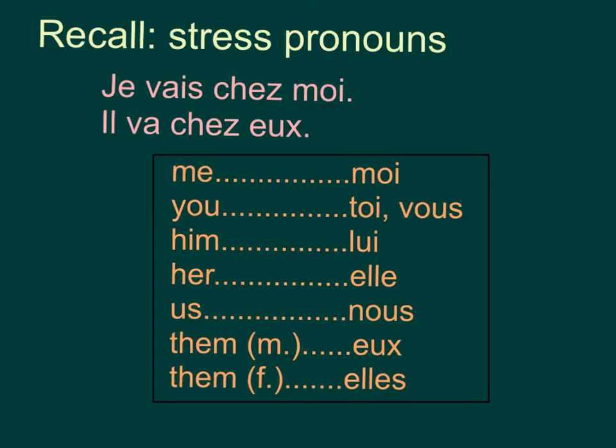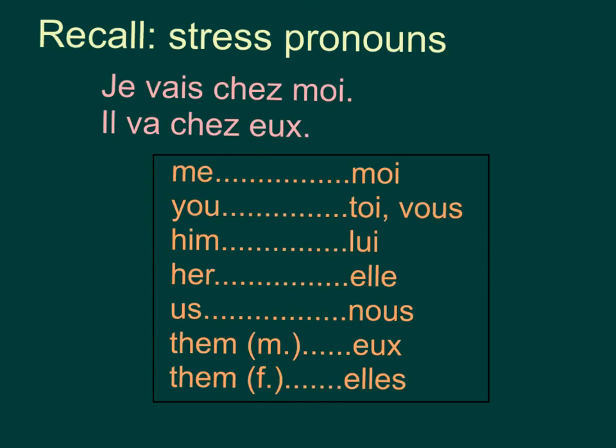So next we're going to get to describing and comparing people, but before we do, I just want to recall some stressed pronouns. You saw these stressed pronouns in first year when we were talking about going to somebody's house. We used the word chez, and then here are the stressed pronouns. So one example was moi, je vais chez moi, I'm going to my house. Il va chez eux, he's going to their house. Okay, so just to recall what that looks like.